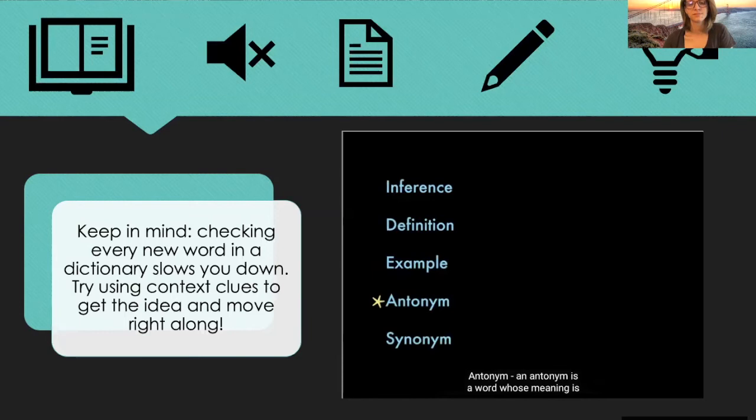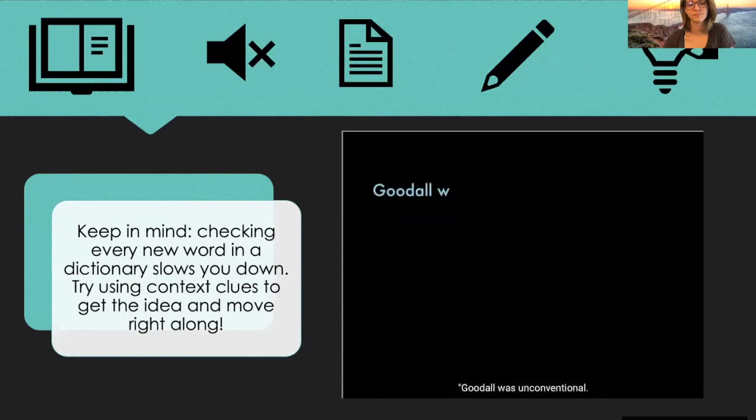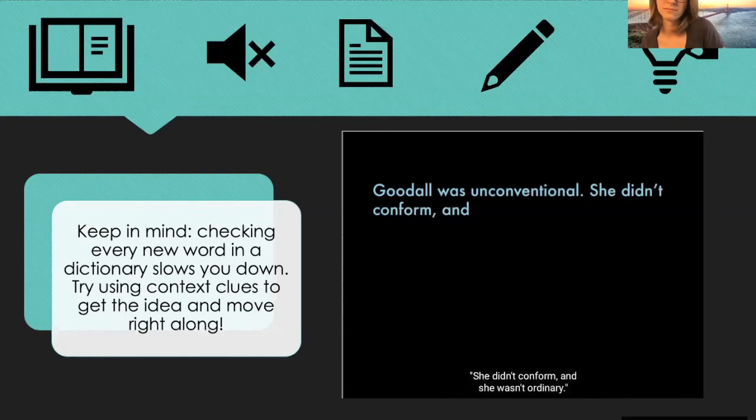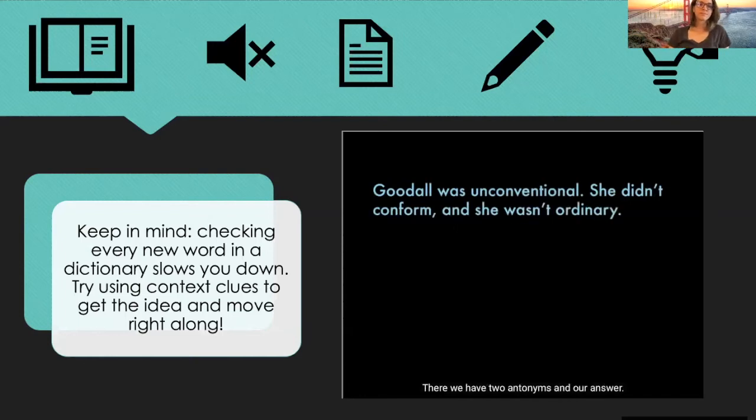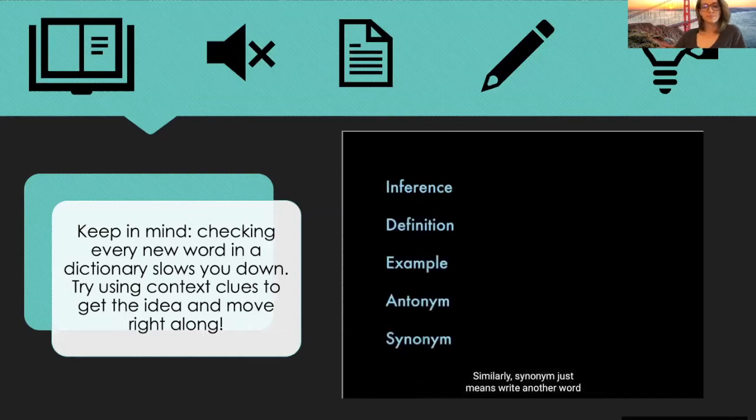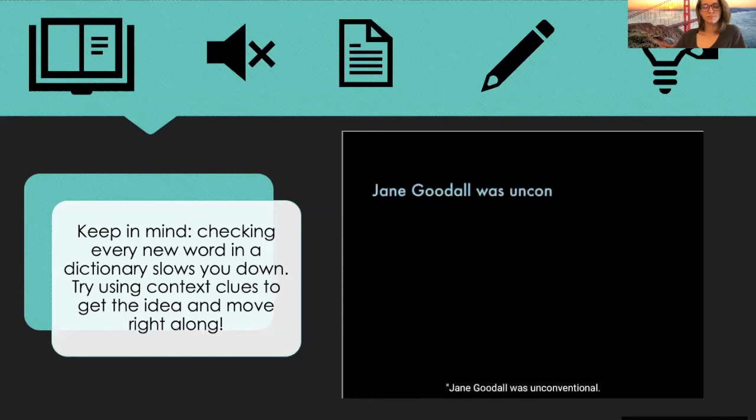Antonym. An antonym is a word whose meaning is the opposite of another word, like how night is the opposite of day, or how love is the opposite of hate. So if there's an example in the text of what Jane Goodall was not, we can use that to figure out what she was. So let's say the passage said, Goodall was unconventional, she didn't conform, and she wasn't ordinary. There we have two antonyms and our answer. Similarly, synonym just means, right, another word with the same meaning, similar to a definition. Jane Goodall was unconventional. She was a nonconformist. She went against the grain.